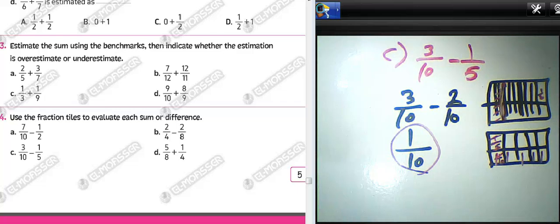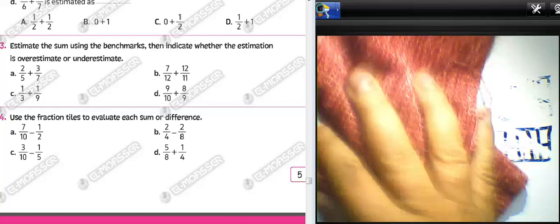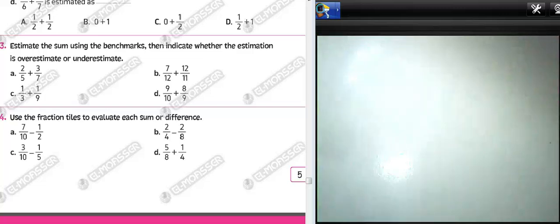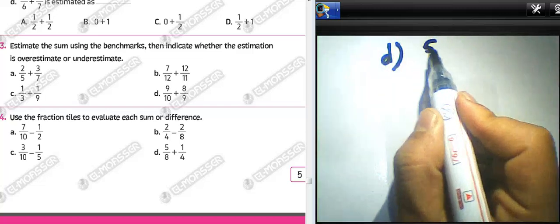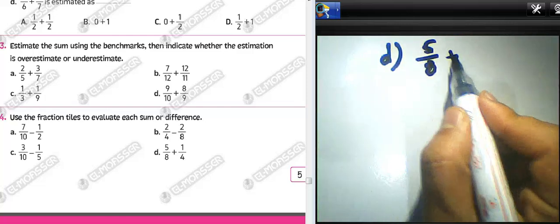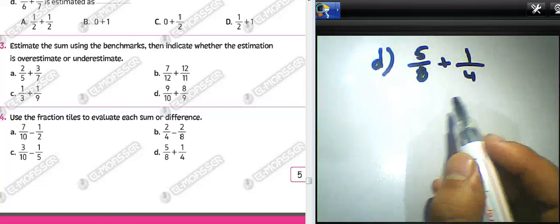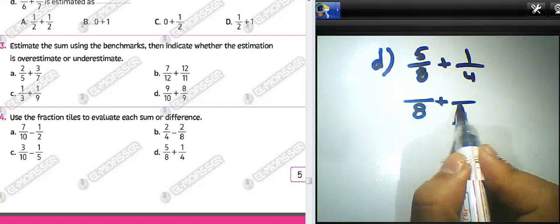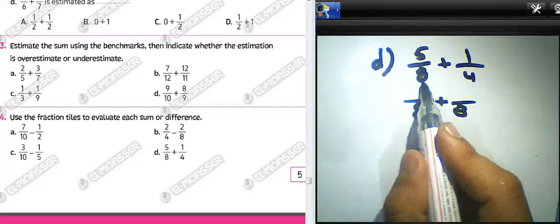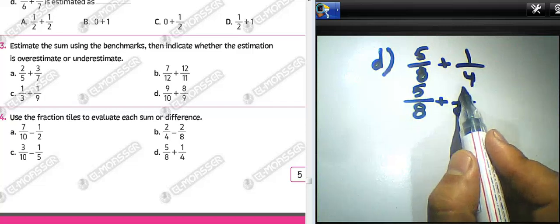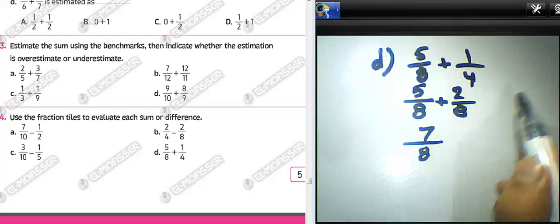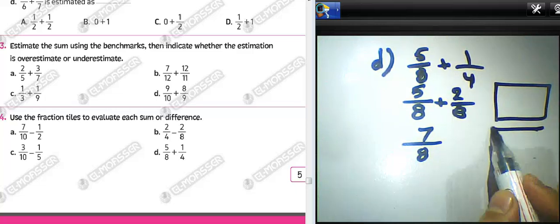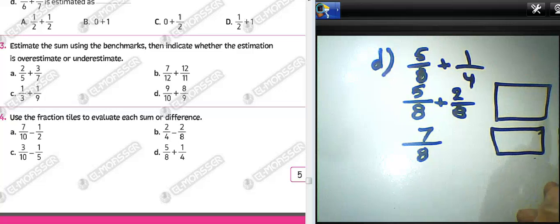Question letter D. 5 over 8 plus 1 over 4. We can write the least common multiple between them, 8, because 8 can be divided by 4, and write 5 here. 4 times 2 equals 8, 1 times 2 equals 2. The result will be 7 over 8, and then we can draw two rectangles equal in area and congruent here.